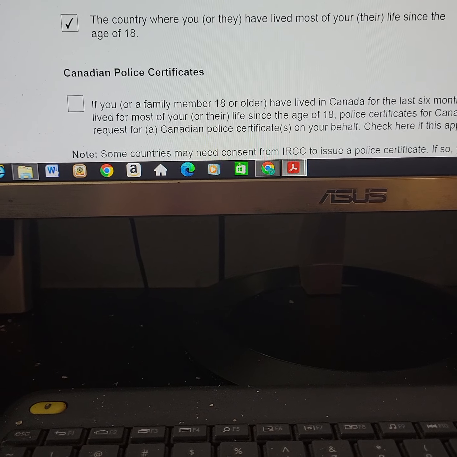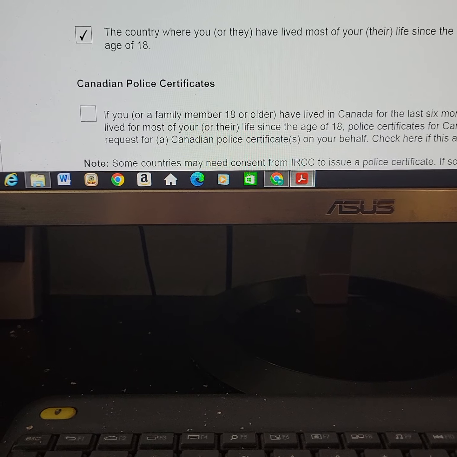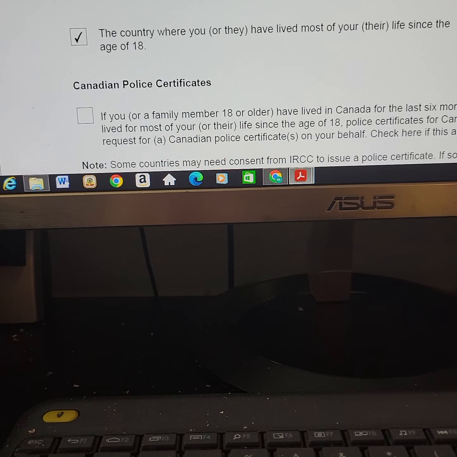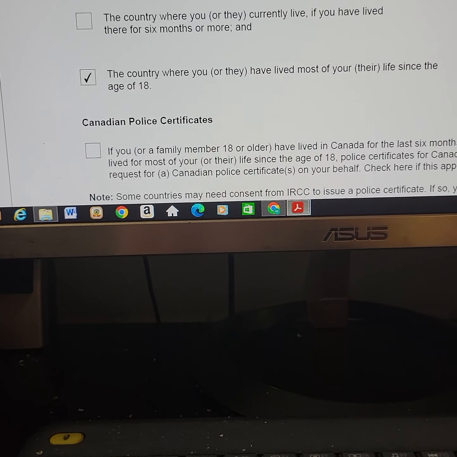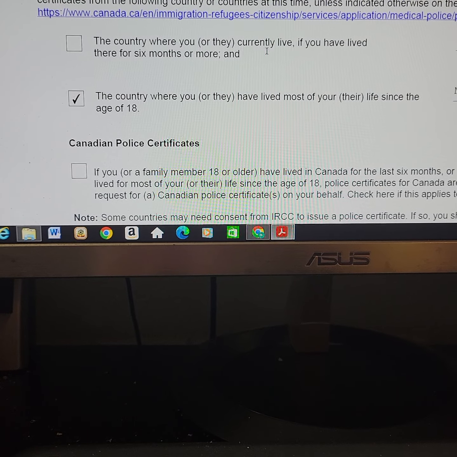Police certificate. Here we go. You check that off. You will have to submit your police record from Morocco, stamped. That police record you can obtain in French, so you don't have to translate it, right?